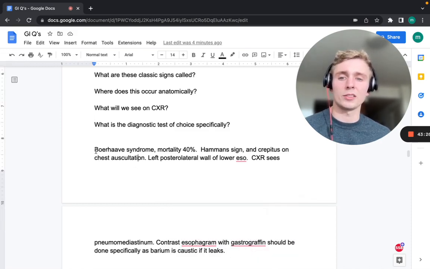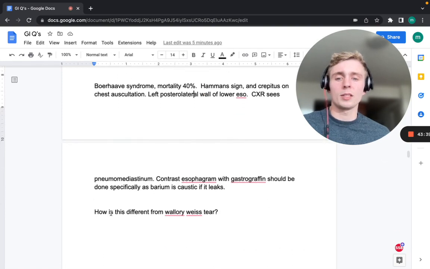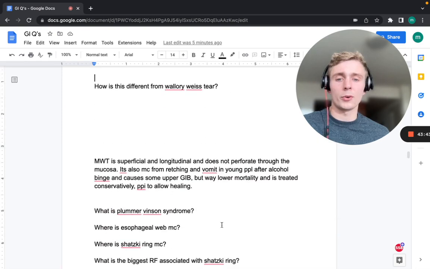And of course, this is an esophageal rupture, so that's Boerhaave syndrome. We should also know how to tell this apart from Mallory-Weiss tear as well. Again, important to know Hammond sign. Okay. How do we differentiate this from Mallory-Weiss tear? That is the next question.